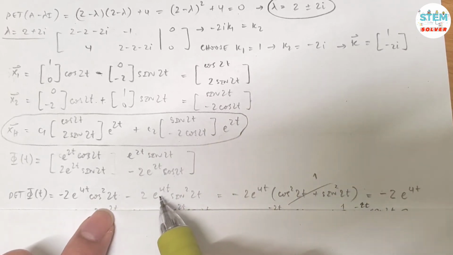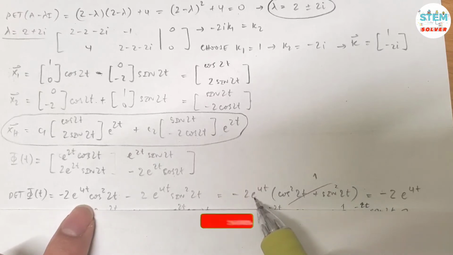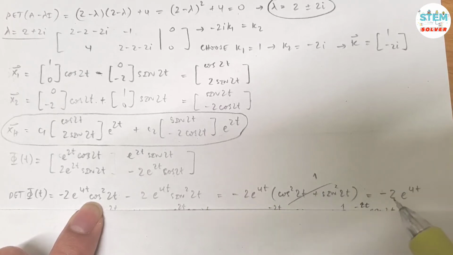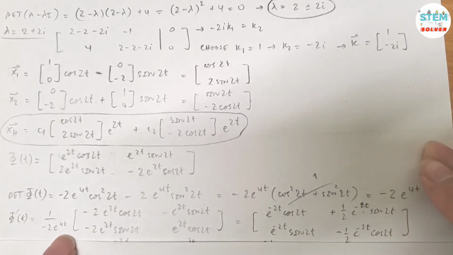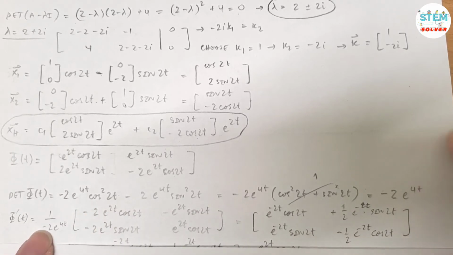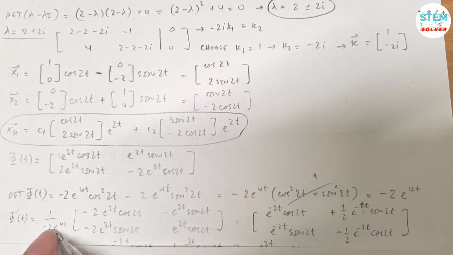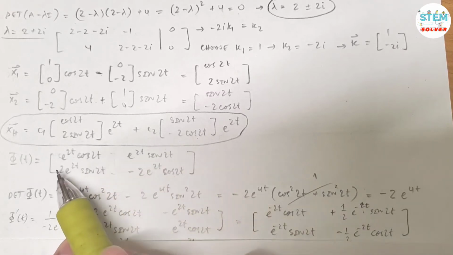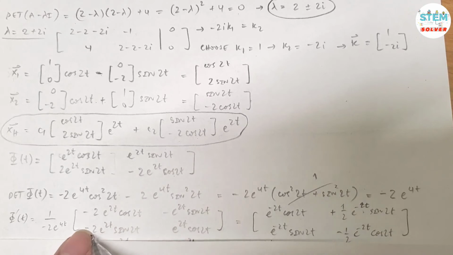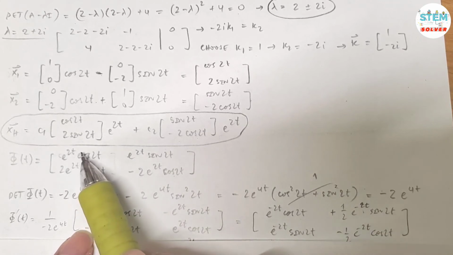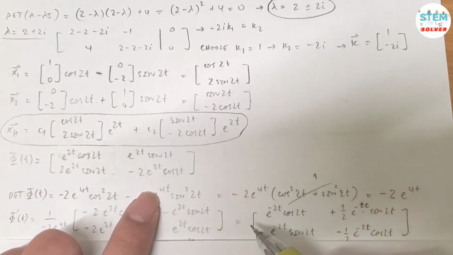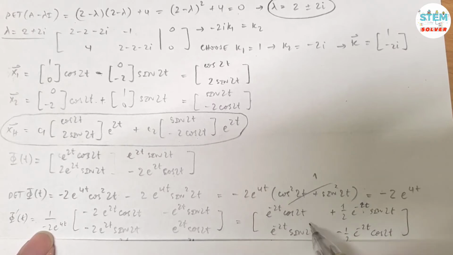So factor out negative 2 e to the 4t. I have cosine squared 2t plus sine squared 2t, and this is a trigonometric identity, which is 1, so I am left with negative 2 e to the 4t. Now the inverse of phi of t is equal to 1 over the determinant times this matrix. For this matrix, on the upward diagonal line, you are going to add the negative sign for each entry. So negative sign here, negative sign here. For the downward diagonal line, you switch their positions. Bring this up and bring this down, then multiply by 1 over the determinant. That gives you this matrix.